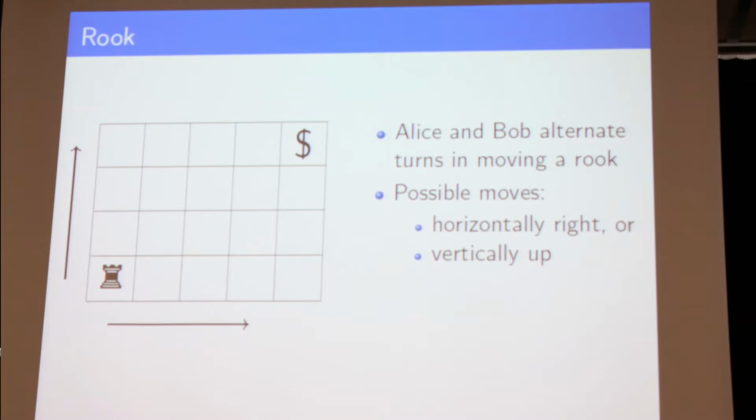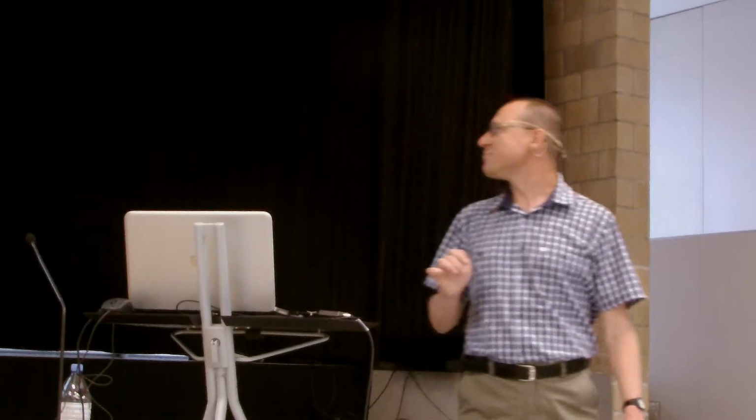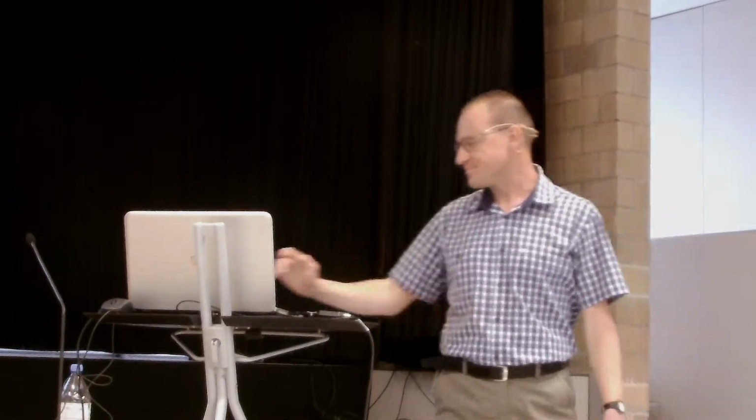Here is our first example of a mathematical game. You see a grid with 4 rows, 5 columns, a rook taken from a chess set, and a special square containing some cash. You have 2 players, Alice and Bob, and they alternate turns in moving that rook. First goes Alice, then Bob, then Alice again, and so on.